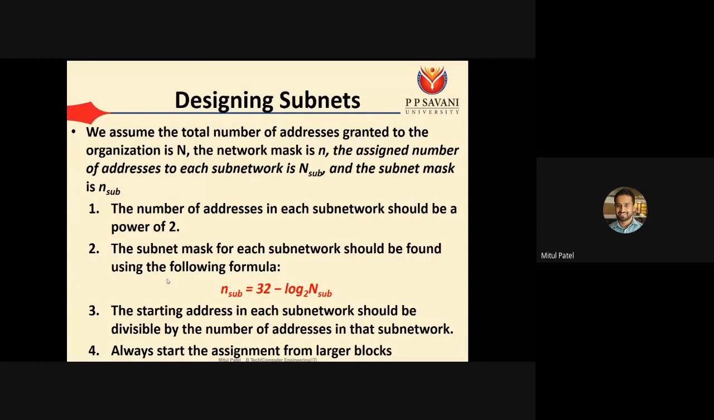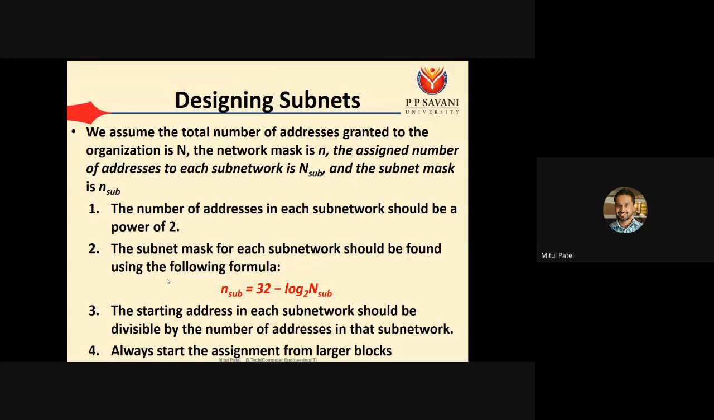The first condition is that the number of addresses in a subnetwork should be a power of 2. So if we have a requirement of 120 addresses, then we should allocate a total of 128 addresses.